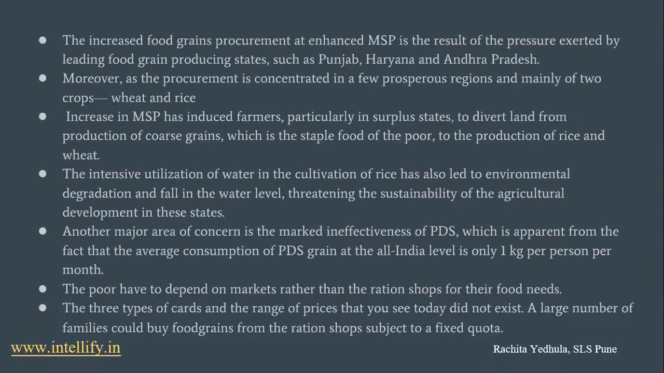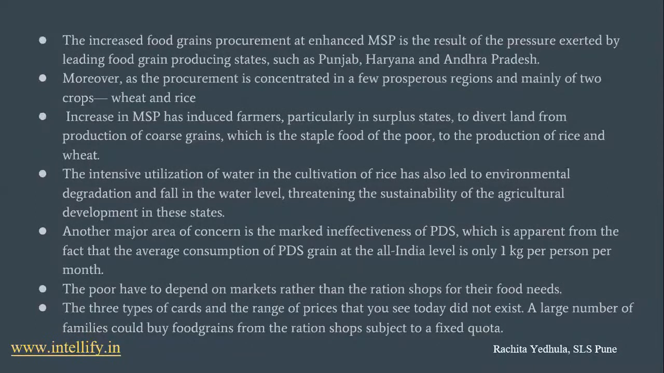You can understand from seeing this data that the PDS system was inefficient, being universal in all the states, because clearly the requirement in each and every state was drastically different. The three types of cards in the range of prices that you see today did not exist. Meaning today that you see that there are three different types of cards meant for people of different financial capacities and groups. They did not exist back then. Only one particular card existed and everyone had to buy the same amount of food grains.